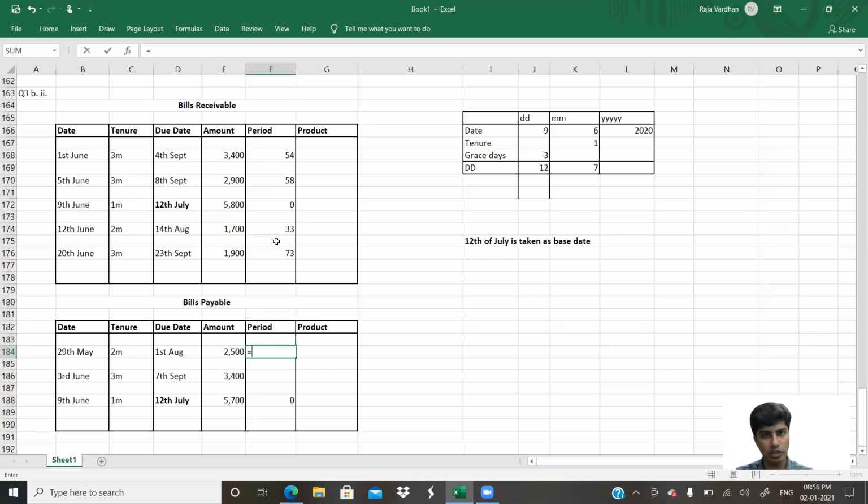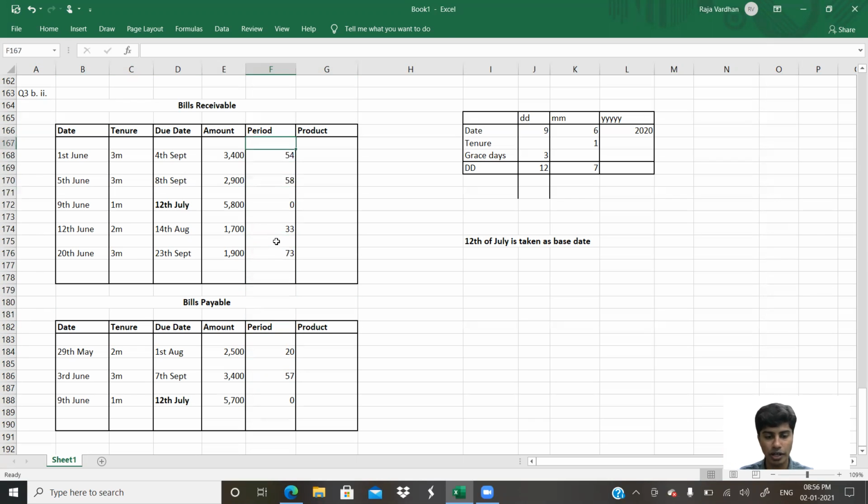Would have to do something similar for this also. Again, the due date is 12th, the base date is 12th of July. So 19 days in July, plus after July comes August, 1 date in August, 20. Here 7th of September, which is 19 days in July plus 31 days in August plus 7 days in September. Yeah. So now I've arrived at the period column.